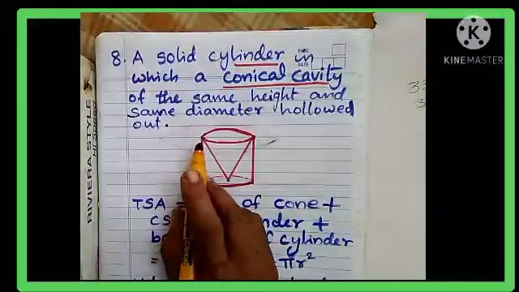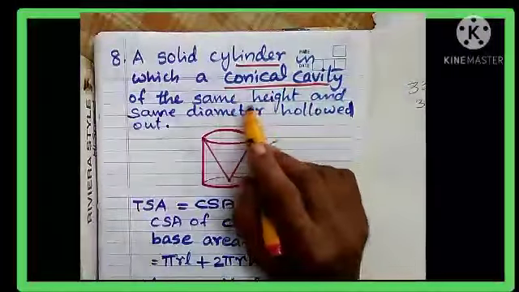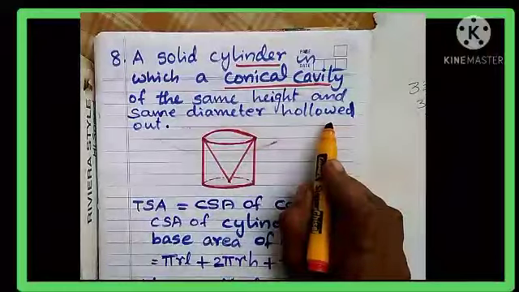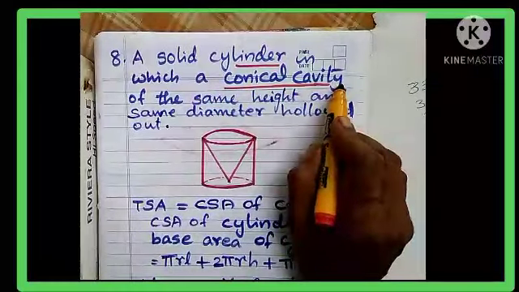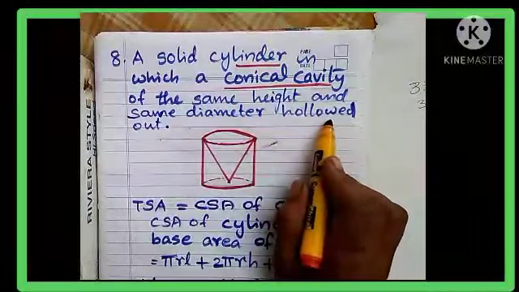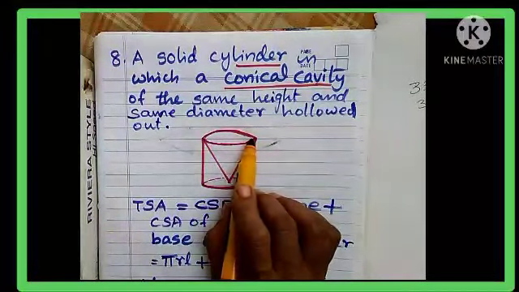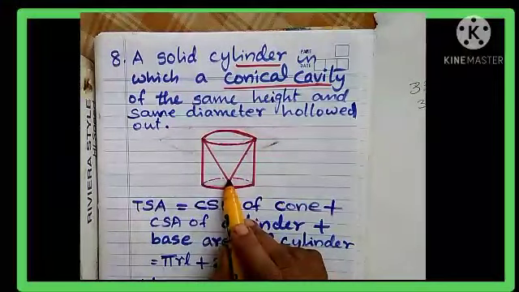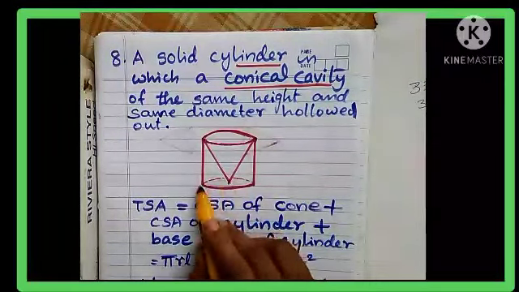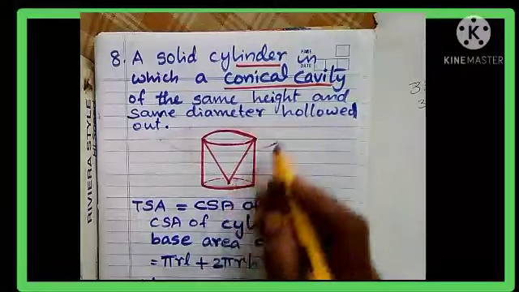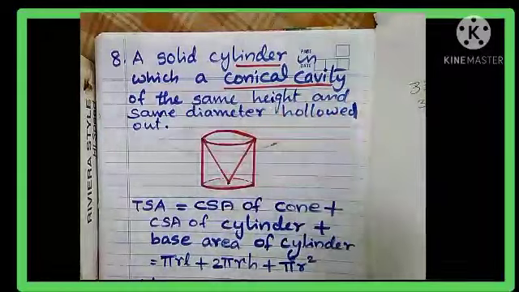Understand? Eighth one is a solid cylinder in which a conical cavity of the same height and same diameter is hollowed out. So you can see the figure. A cylinder, the same radius or same diameter we are selecting for the cone also, and same height also. So the vertex of the cone will be the center of the base of the cylinder. Understand? So this conical cavity is here, means cone shape we are selecting out.